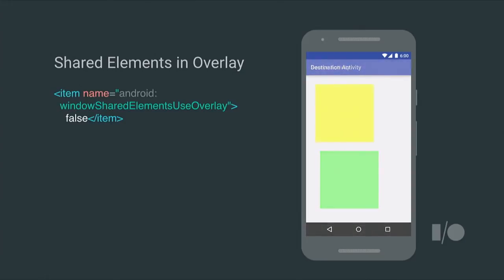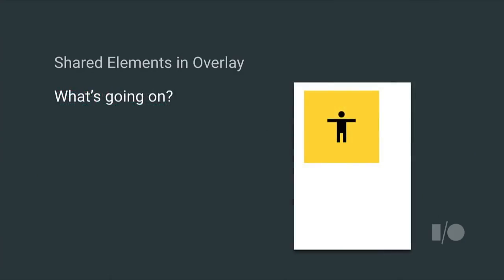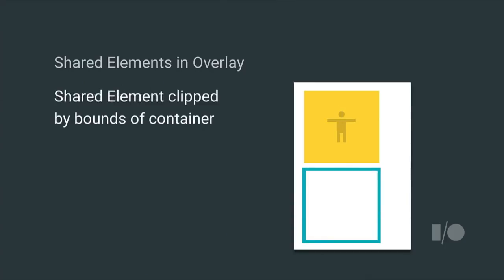Well, the problem is this. Let's see what's going on here. The shared element is, of course, popped into the new activity. And when that happens, it's being clipped by its parent. And it's only visible when the shared element slides into the parent view.